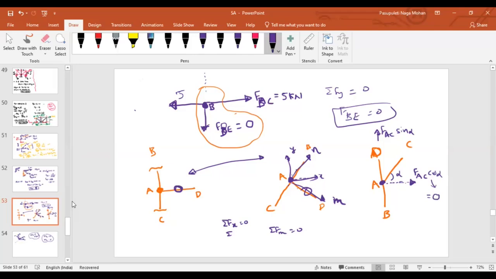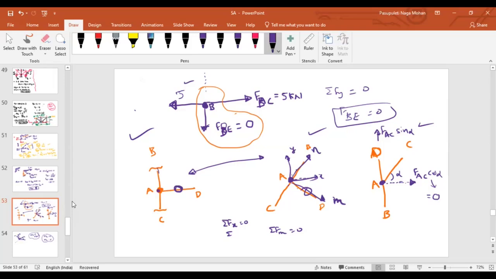Then what can we conclude from this one, and this one, and this one? Can you conclude something? Can you please say it in words? That means if three members are connected at a joint, and any two members are collinear, what is meant by collinear? Straight line, passing through the common line of action.